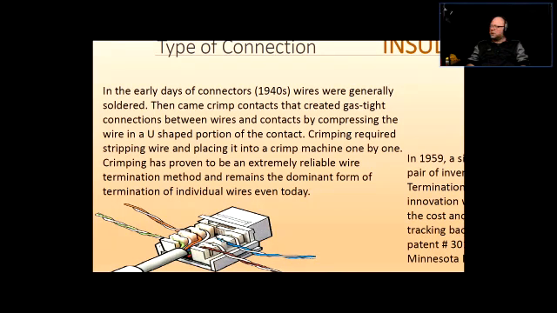But now we're concentrating on something called IDC, and IDC stands for Insulation Displacement Connection, or IDT, insulation displacement termination. But IDC seems to be the one that's kind of stuck forever. So then came the crimp contacts. From the soldered came the crimp contacts that created gas-tight connections between wires and contacts by compressing the wire in a U-shaped portion of the contact. So here's a U-shaped portion. You put a wire there and you crimp it. So there's a crimp-on connection.